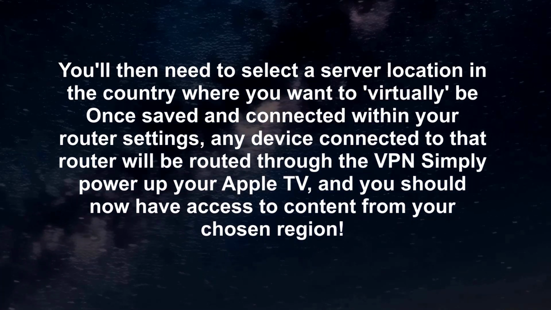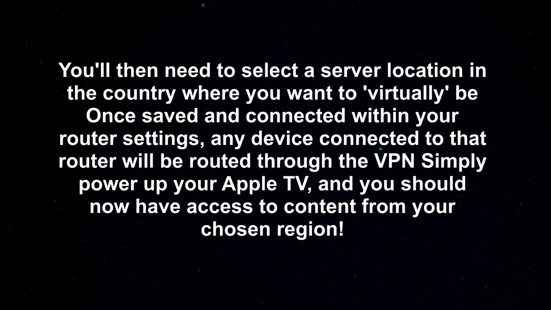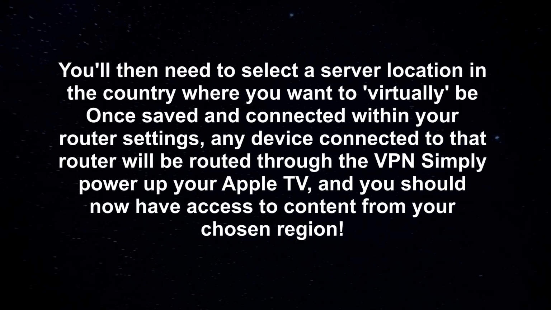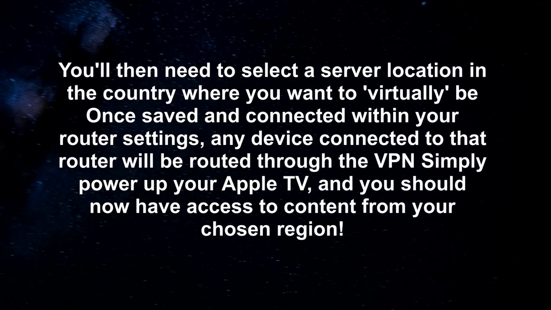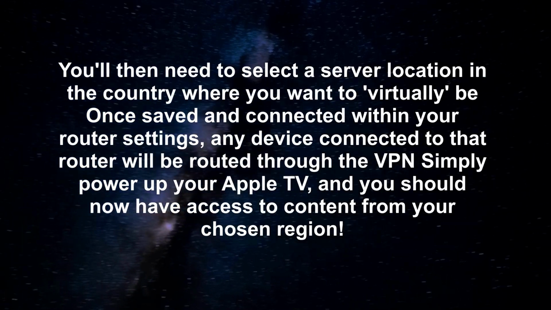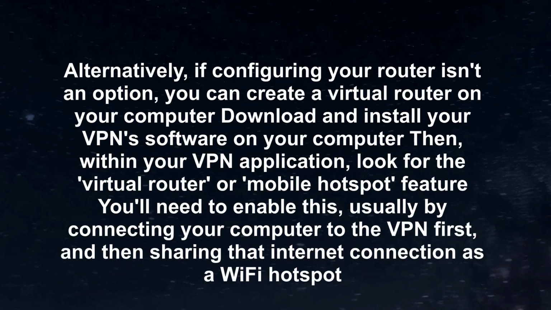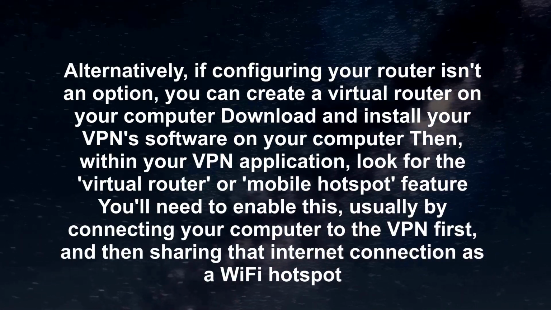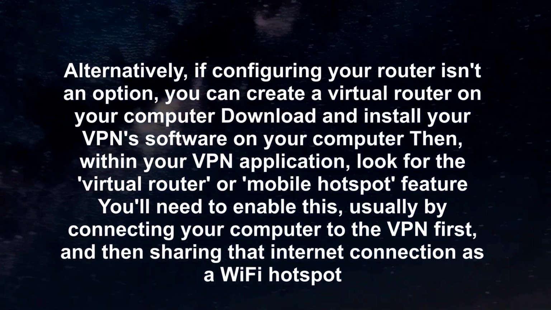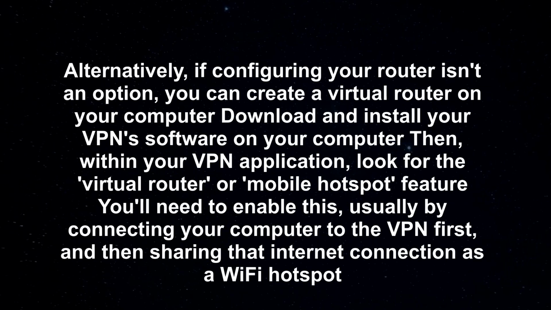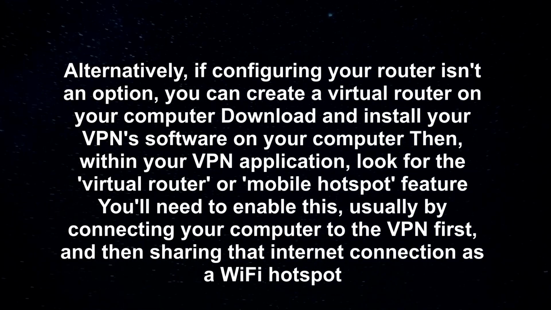Once saved and connected within your router settings, any device connected to that router will be routed through the VPN. Simply power up your Apple TV, and you should now have access to content from your chosen region. Alternatively, if configuring your router isn't an option, you can create a virtual router on your computer. Download and install your VPN software on your computer.